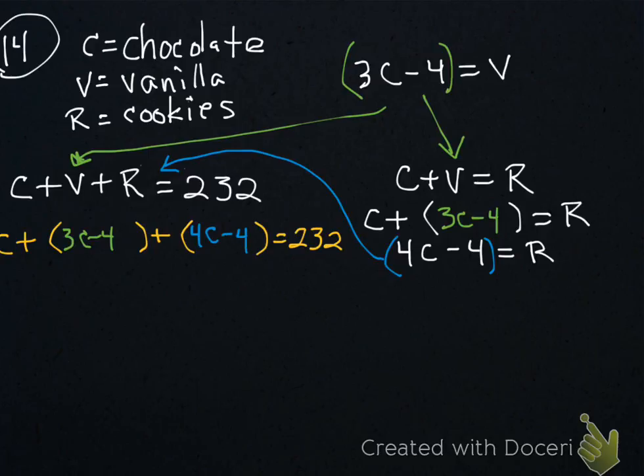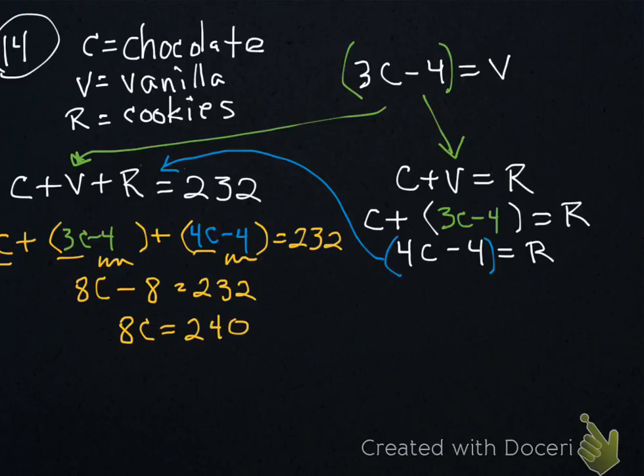Now we can distribute and solve. Well, there's nothing to distribute, so let's just add them together. I have 1c, 3c, 4c. So that gives me 8 c's. And then I have a negative 4 and a negative 4. So it's 8c minus 8 equals 232. Now we add the 8 to the other side. So I have 8c equals 240.